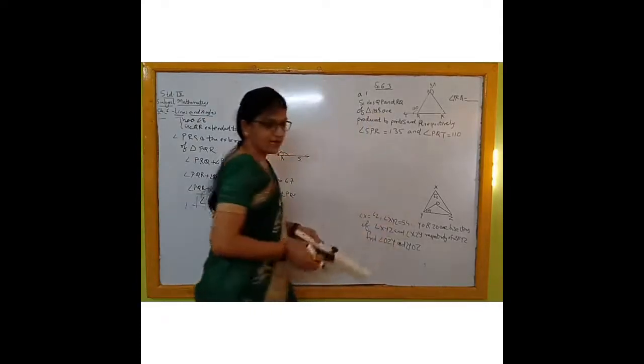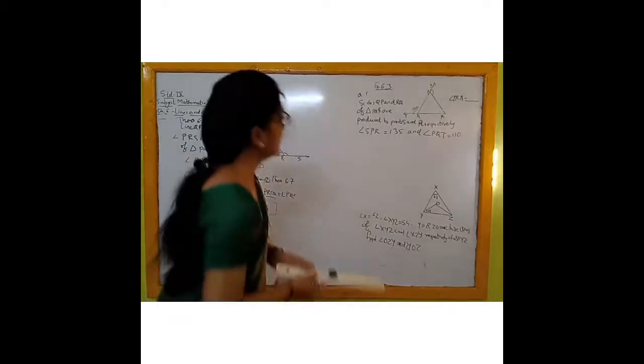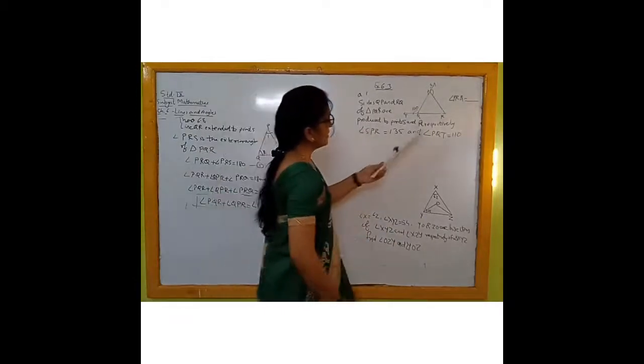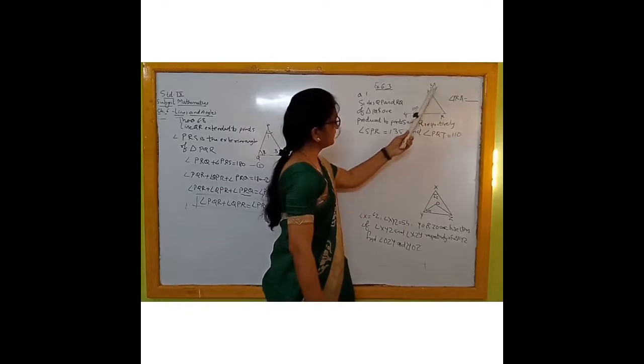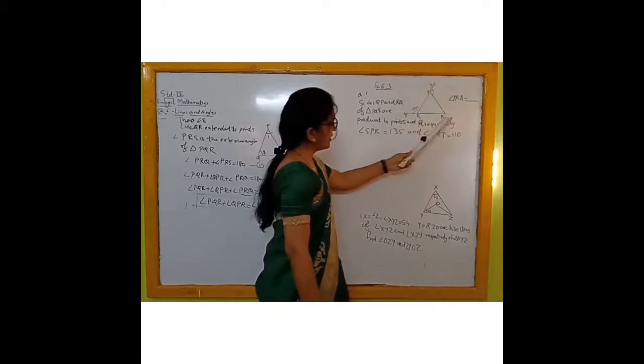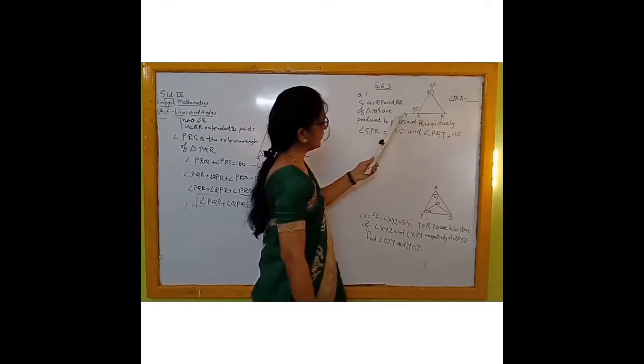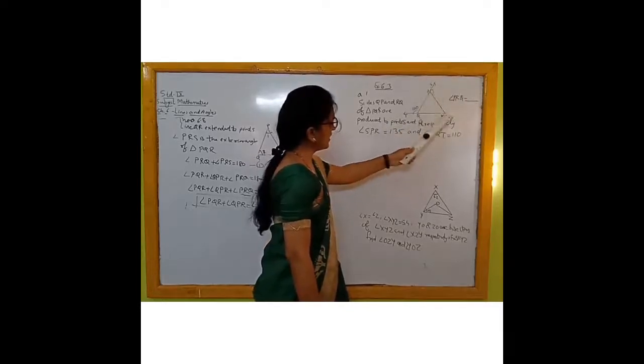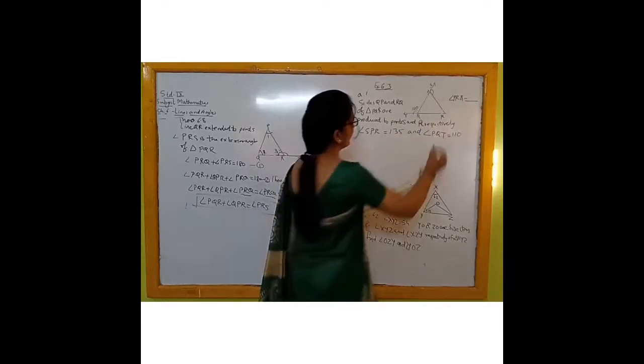Now we see exercise 6.3, first question. What is given? Side QP is extended to S, then side RQ is extended to point P. Measure of angle SPR is given, which is 135.